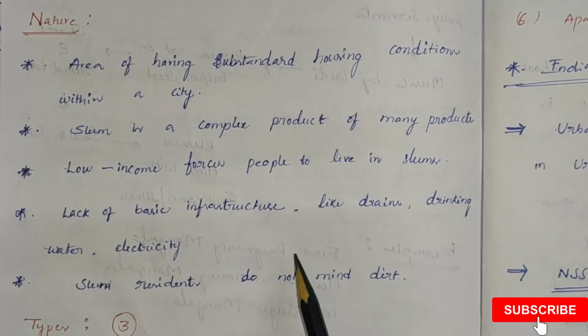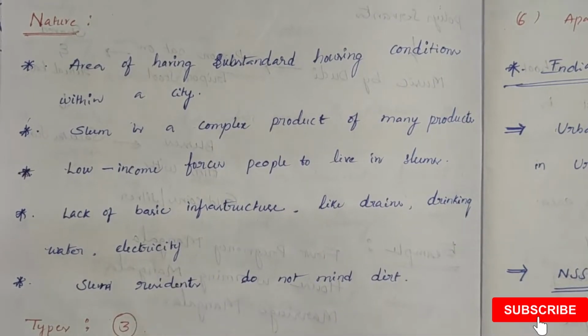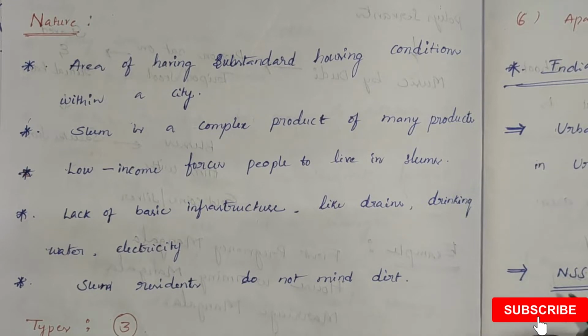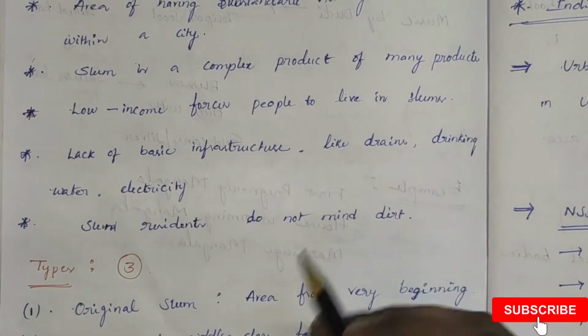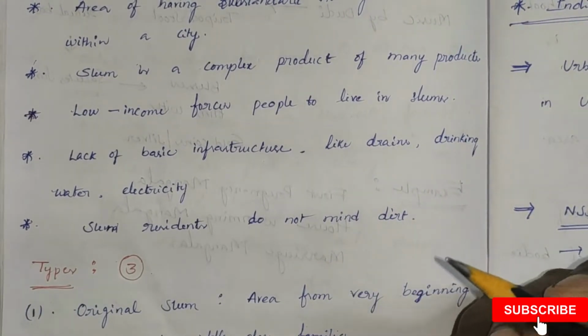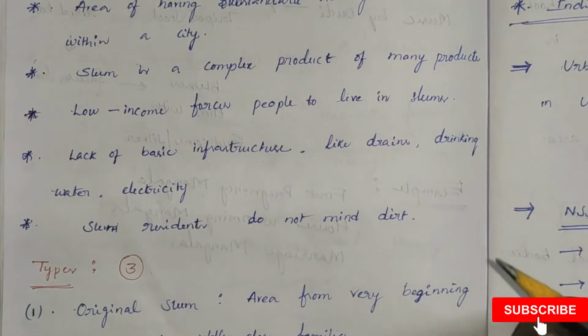Lack of basic infrastructure like drains, drinking water, electricity. No basic facilities, no basic amenities, poor maintenance of drainage systems and sewage systems, lack of drinking water and improper electricity. These are all the nature of slums. Slum residents do not mind that. As I said earlier, there are no proper sanitation facilities in slums, and slum residents do not mind that.